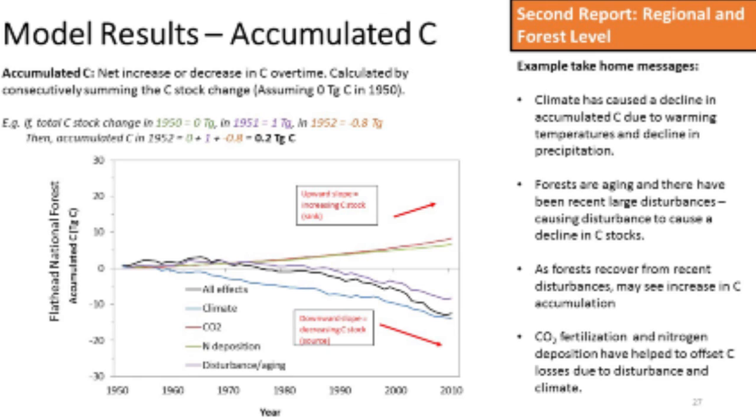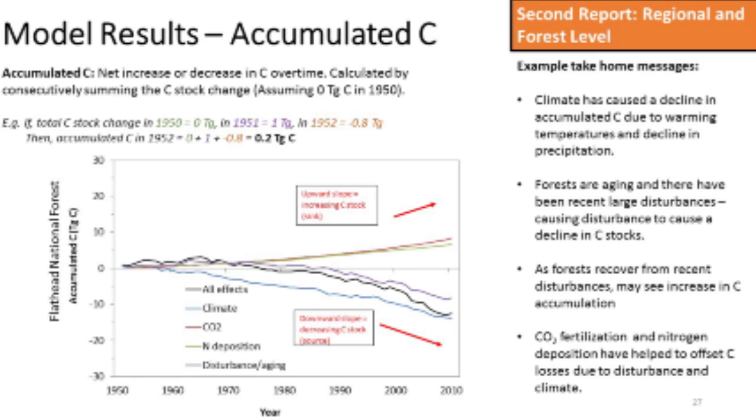So with that in mind, if this was your national forest, a take-home message you might get here is that climate has caused a decline in accumulated carbon due to warming temperatures and a decline in precipitation. Also, forests are aging, and there have been recent large disturbances causing a decline in carbon stocks. So we're seeing both the age structure and disturbance cause a decline.